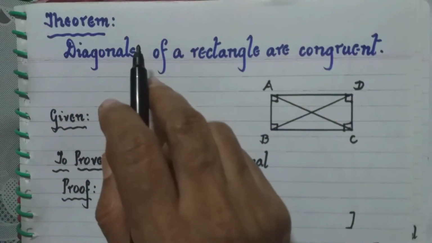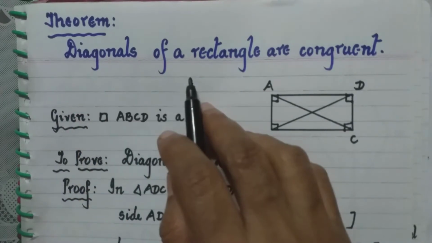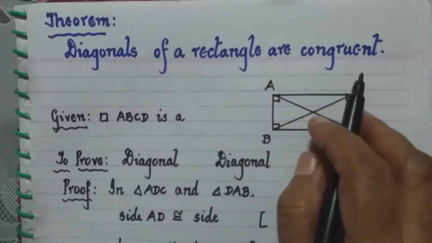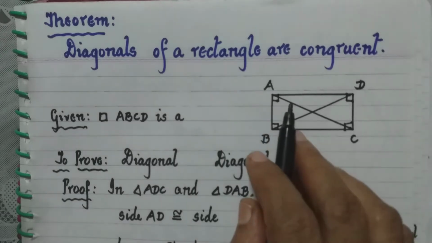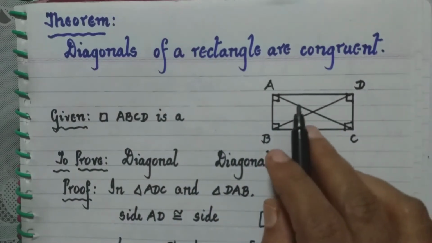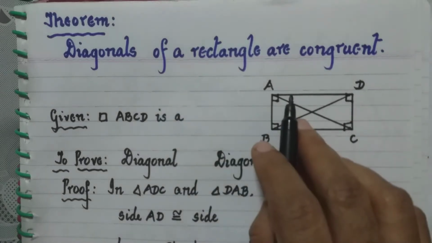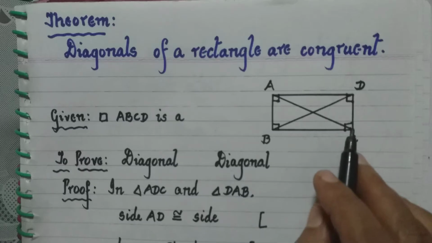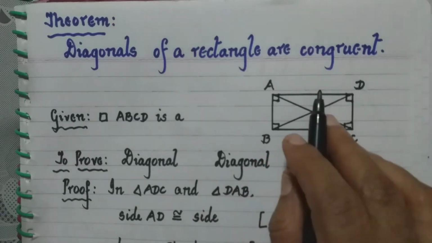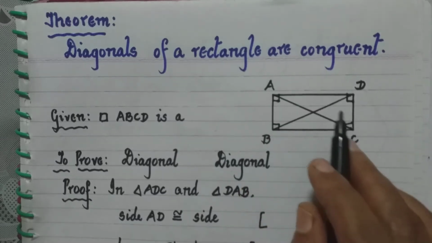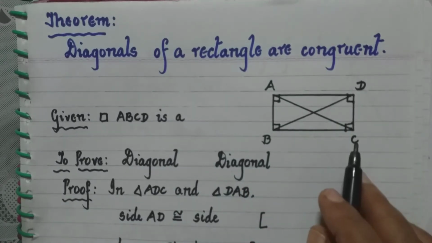We'll go to the next theorem, which states that diagonals of a rectangle are congruent. Now here the quadrilateral which we are considering is a rectangle. So you can see the figure here. It is a rectangle where we see that the opposite sides in a rectangle are equal to each other as well as parallel to each other.